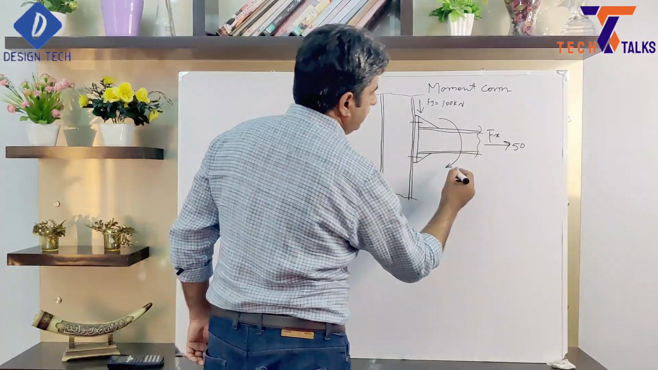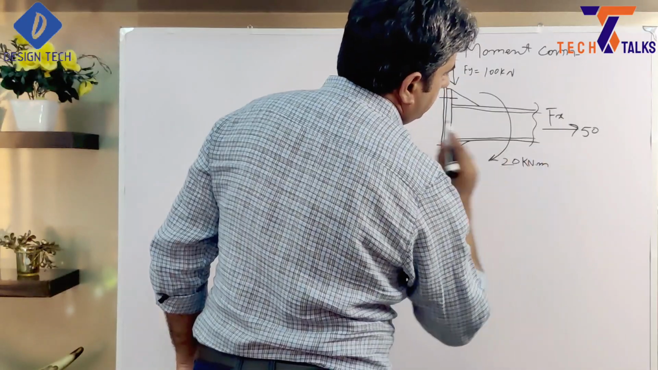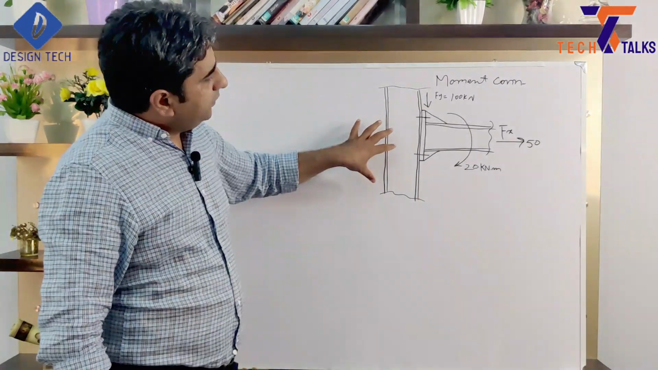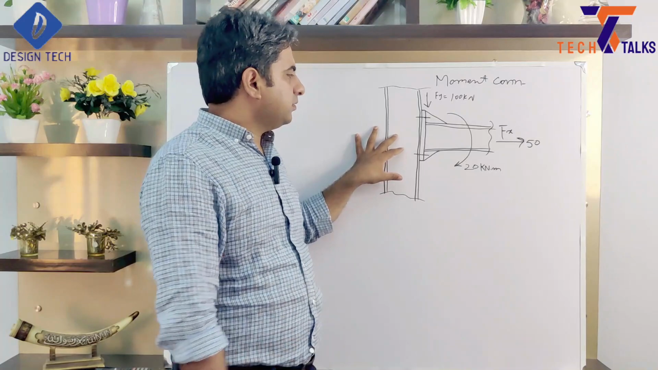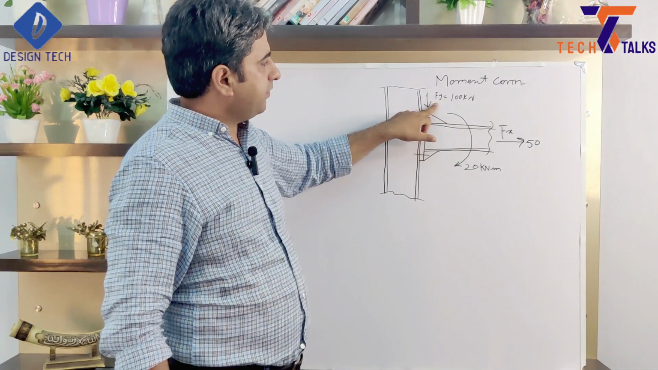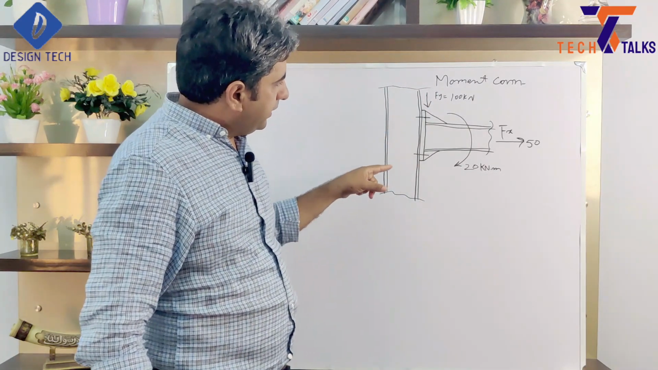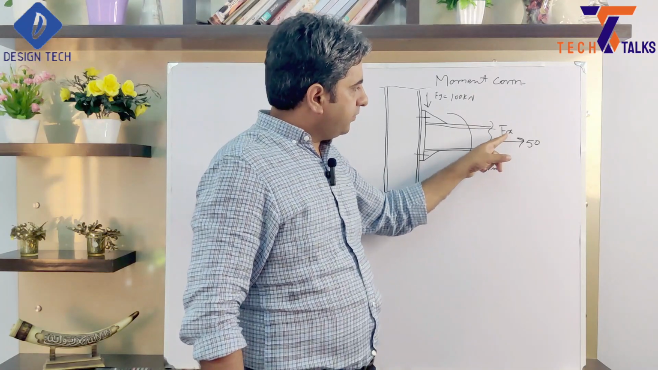Then we will add a clockwise moment, suppose 20 kilonewton meter. So with this graphical representation we can get an idea: this vertical shear Fy will give shear to these bolts, and this is our axial force.